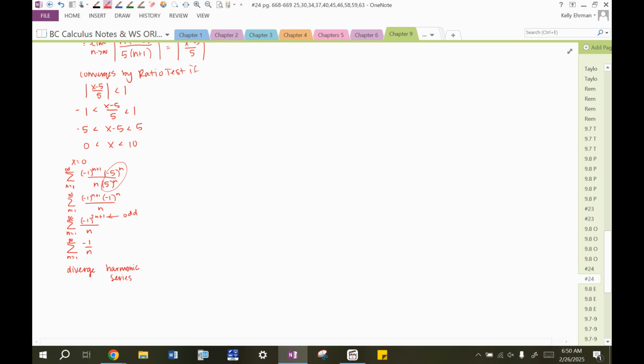Or you could say p-series test. And then what about with 10? If x equals 10, so you've got negative 1 to the n plus 1 is built in.